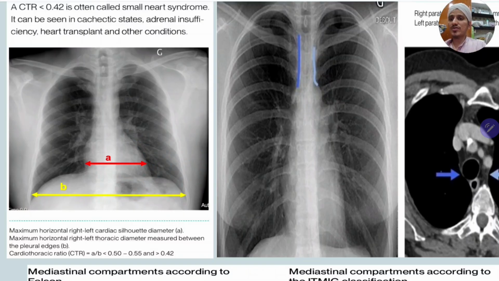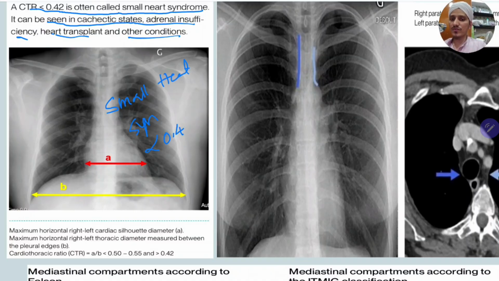And remember one thing, if the cardiothoracic ratio is less than 0.42, it is often called small heart syndrome. It can be seen in cachectic states, adrenal insufficiency, heart transplant, and other conditions. So similar to cardiomegaly, there can be small heart syndrome, wherein the cardiothoracic ratio will be less than 0.42. The causes can be cachexia more commonly, and adrenal insufficiency, or heart transplant.